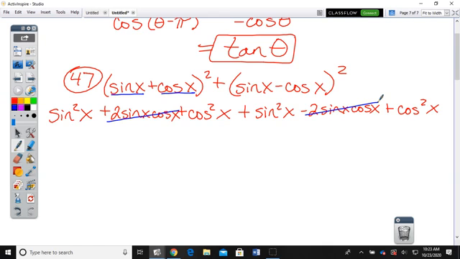What is sine squared plus cosine squared? Number 5 or 6 on your formula sheet. It's 1. Sine squared plus cosine squared is 1. Plus sine squared plus cosine squared again is what? 1. So 1 plus 1 is 2.